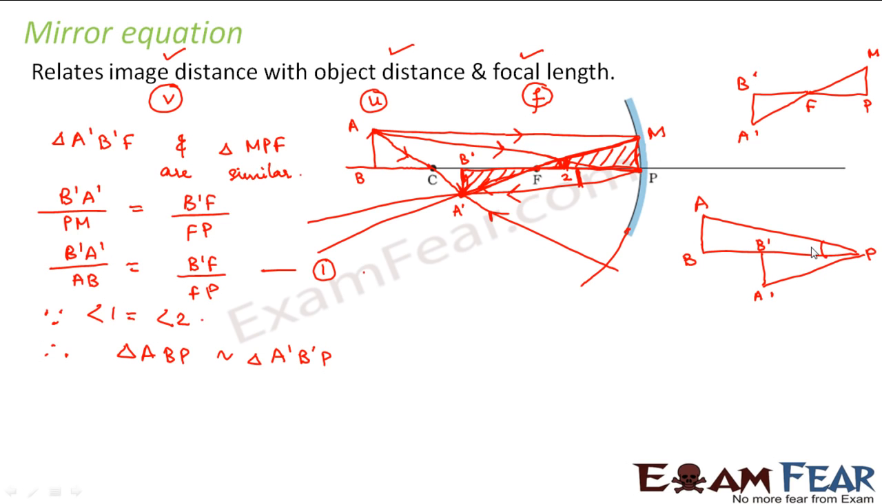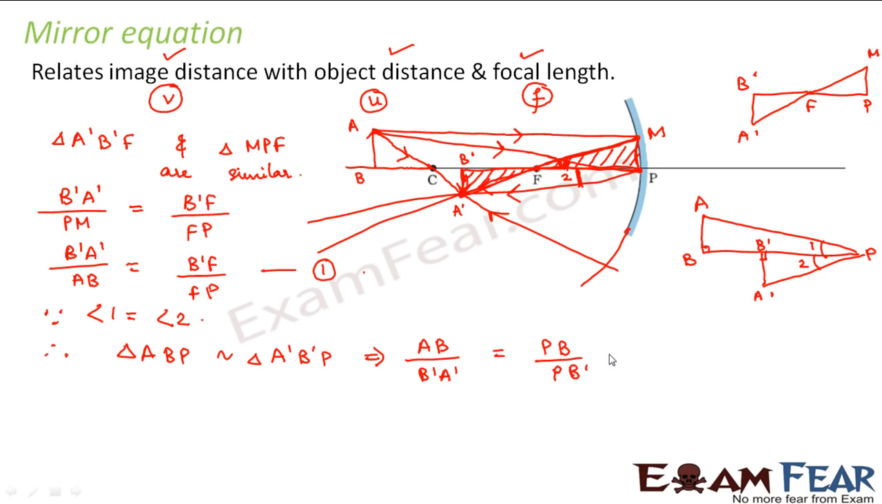Since this angle is angle 1, this angle is angle 2, we can say that these two triangles are again similar because this angle is same, this is 90 degree, this is 90 degree. So obviously the third angle will also be same. So by AAA, these two triangles are also similar. Therefore, because of their similarity, we can again write that AB divided by B dash A dash is equal to PB divided by PB dash.